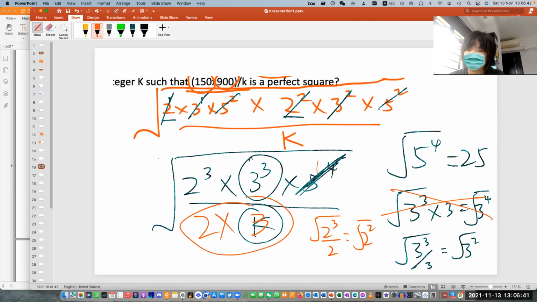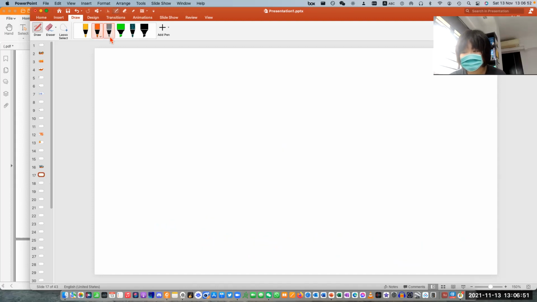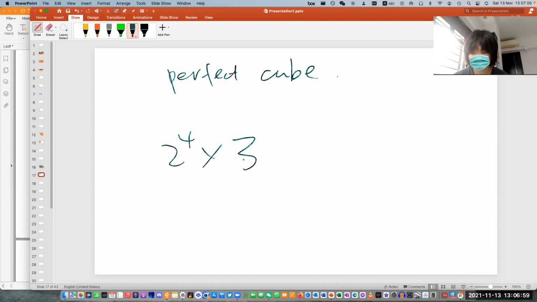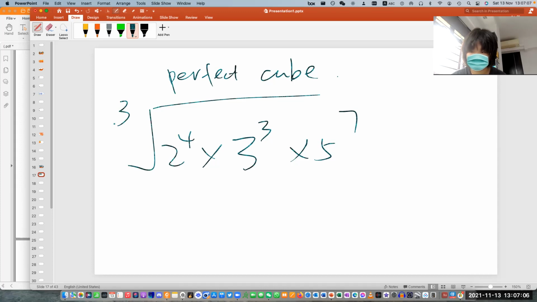So that's why you get 6, 2 times 3. You understand? Good. So in fact, this question, what I'm trying to say is, perfect cube. Let's say you are given 2 to the power 4, then 3 to the power 3, and then 5 to the power 7. Perfect cube means it can be cube rooted.